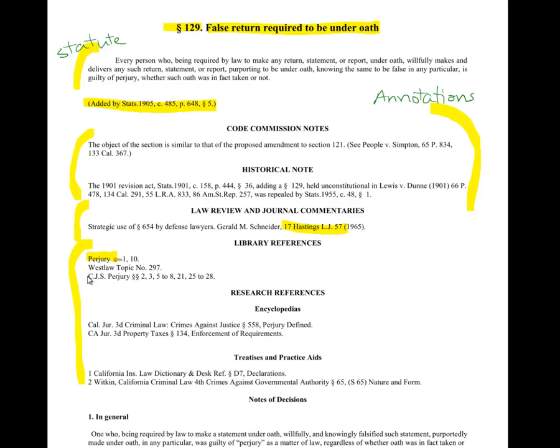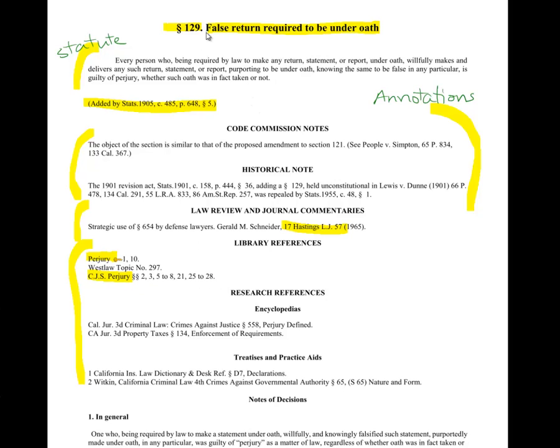Right? This is CJS Perjury. This is a reference to a legal encyclopedia. CJS stands for Corpus Juris Secundum. It's the name of a legal encyclopedia. And in that legal encyclopedia, if you were to look up perjury, sections 2, 3, 5 to 8, 21, and 25 to 28, you'd be able to read more about this topic of perjury.